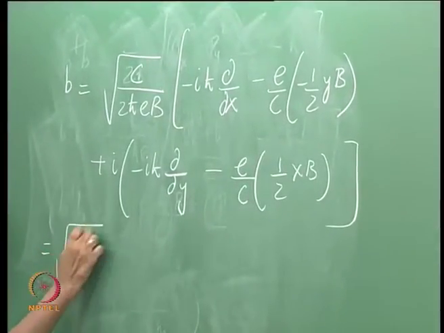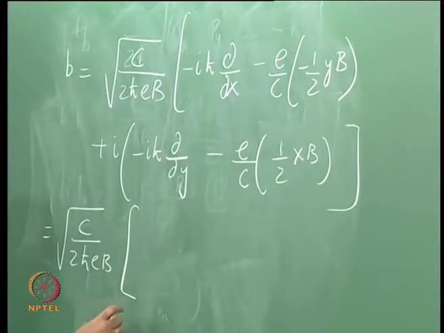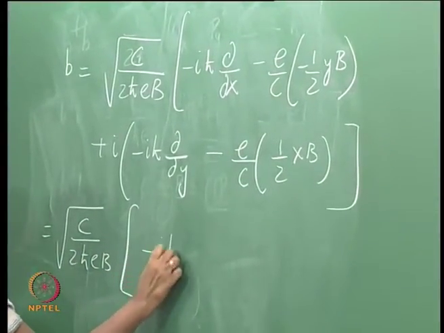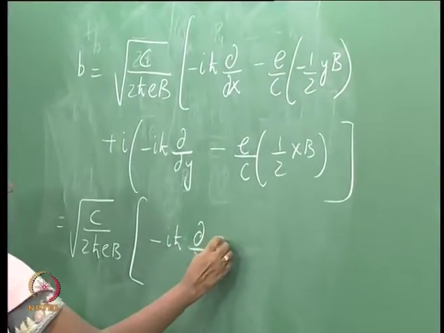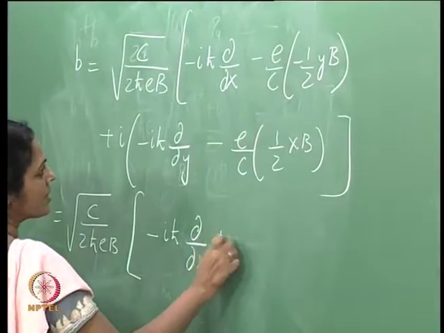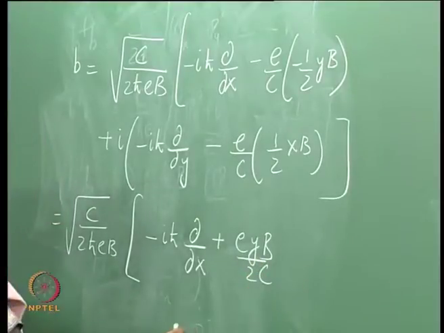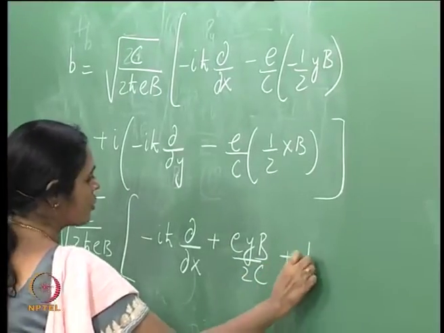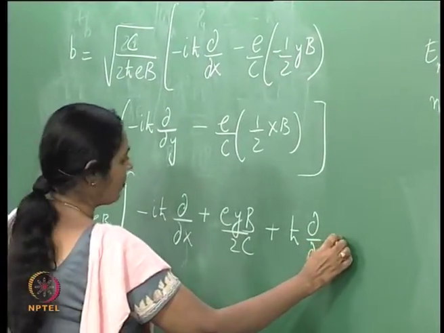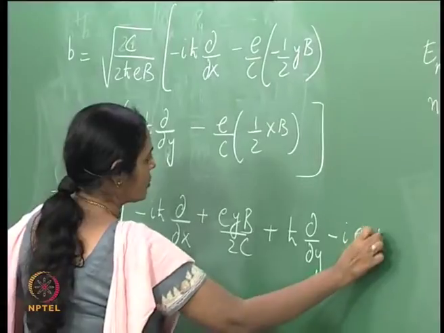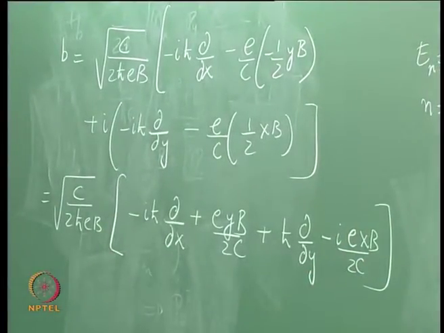This quantity is simply √(c/2ħ eB) times minus iħ ∂/∂x plus eyB/2c plus ħ ∂/∂y minus ieXB/2c. So this is what we have when we expand this.